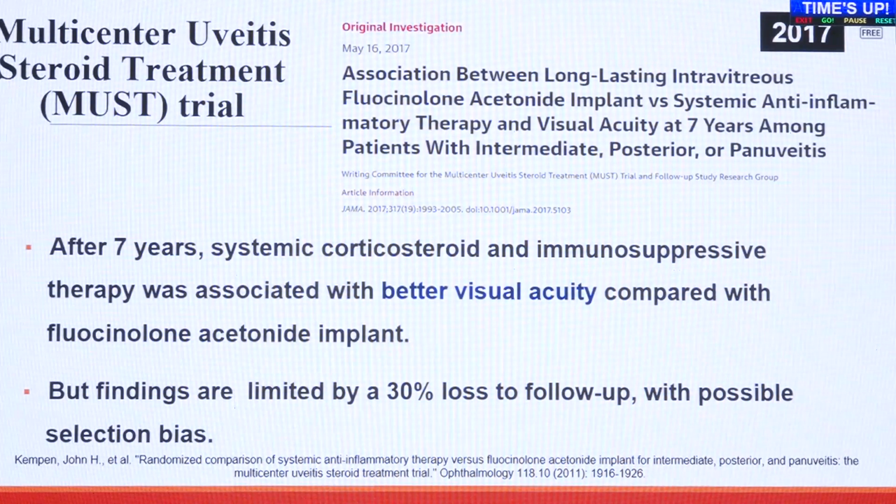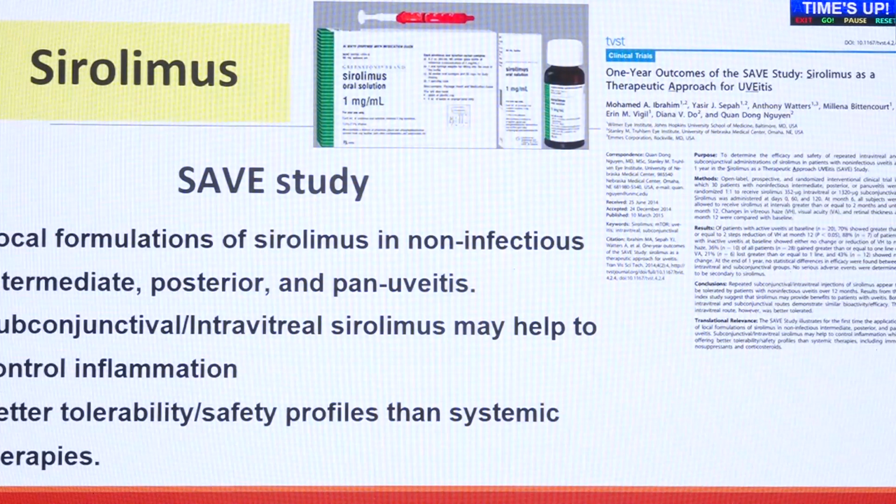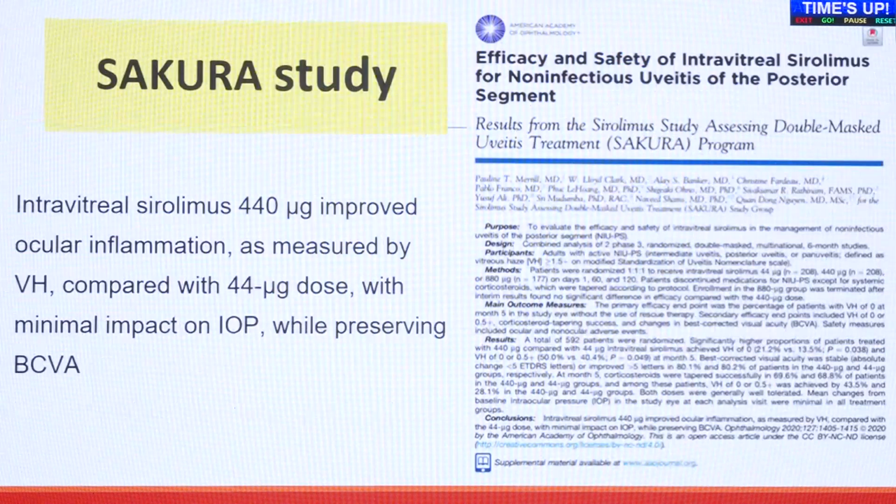And I don't go into these details. The SAFE study, sirolimus, which is not that popular now, a local formulation of sirolimus in non-infectious intermediate, posterior and panuveitis, showed better tolerability and safety profiles than systemic steroid. It doesn't produce glaucoma. The SAKURA study is on the efficacy and safety of intravitreal sirolimus in non-infectious uveitis of the posterior segment. Kwandong is the main author of this paper.